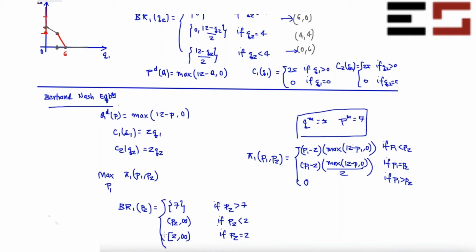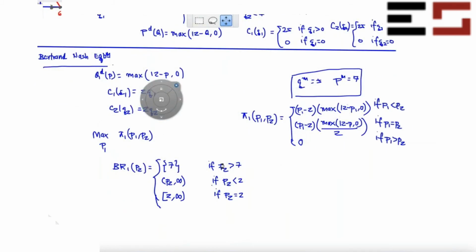You don't want to charge less than 2, because if you charge less than 2, then you do get the entire market, but you'll be making losses. The reason is because average cost is 2 and price is like the average revenue, right? And you are charging less than 2. Okay, so we have roughly written the best response for the entire thing, except this interval, which is P2 between 2 and 7.